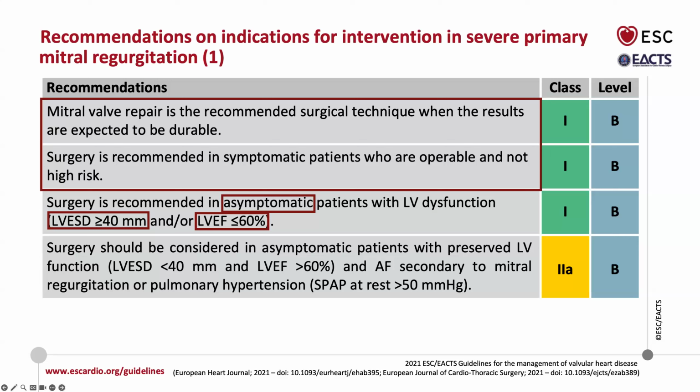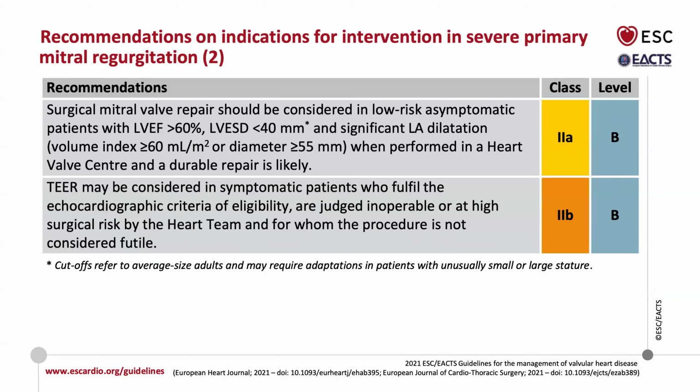Now, what if you are asymptomatic and you have a preserved LVEF and a normal LVESD? You can still get mitral valve replacement if there is atrial fibrillation due to mitral regurgitation, or if there's pulmonary hypertension with a PA systolic pressure of more than 50 millimeters of mercury. That is a class 2A indication. Or if there is left atrial dilation, which is defined as over 60 milliliters per meter squared of LA volume index. They also mentioned that mitral TEER, such as MitraClip or Pascal, can be considered in symptomatic severe primary MR patients who are inoperable or at high surgical risk. Class 2B recommendation.